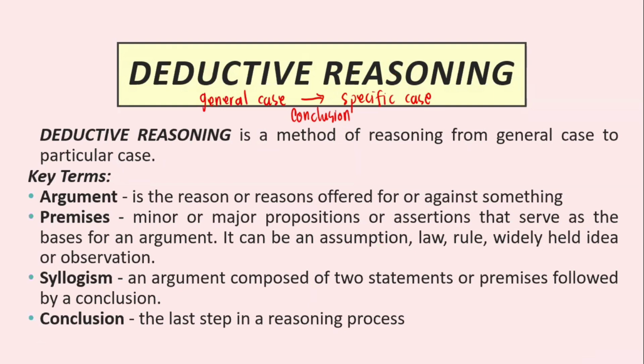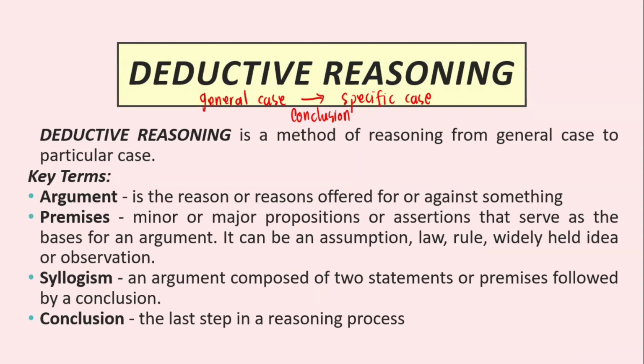Okay, so in deductive reasoning, we have these key terms: argument, the reason or reasons offered for or against something. Meaning to say, when we say argument, it's a statement or set of claims intended to support your conclusion. It's also a form of reasoning to prove the truth of the conclusion based on the given premises or evidences, the given specifics. Okay, so that is the argument. Next is premise. Premises are a minor or major proposition or assertion, a claim that serves as the basis of the argument.